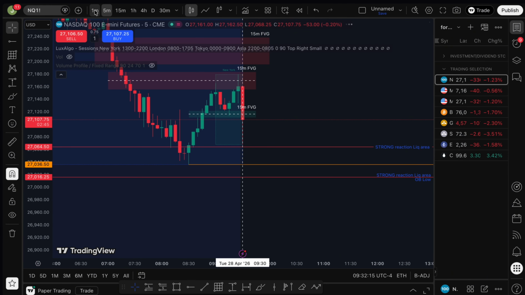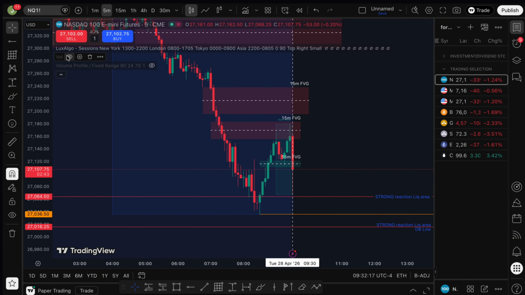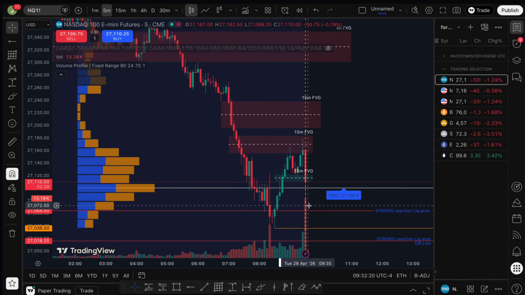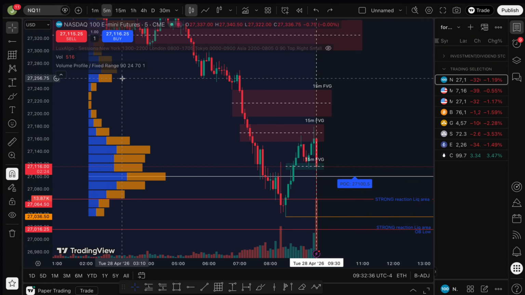If it closes above, that's how I got my bias. By the way, looking at the 15-minute, going down, then up, then a little bit down, then up. So we could bounce off this 15-minute, or we can come down here and bounce off this liquidity area as well. Who knows? But yeah, that's everything.